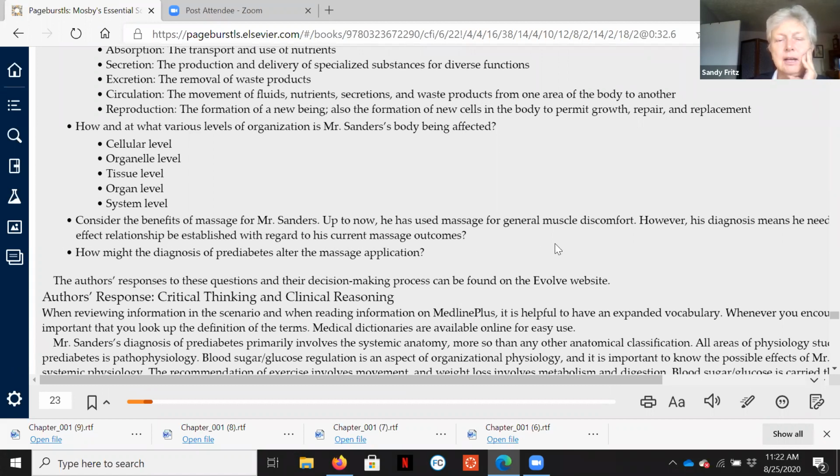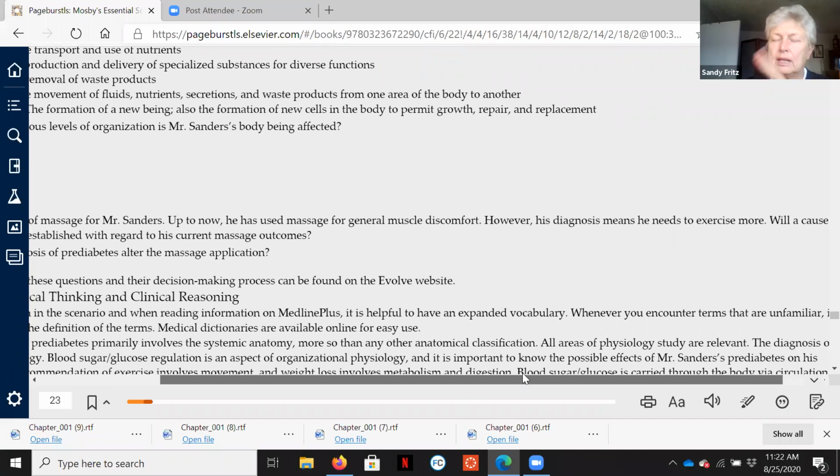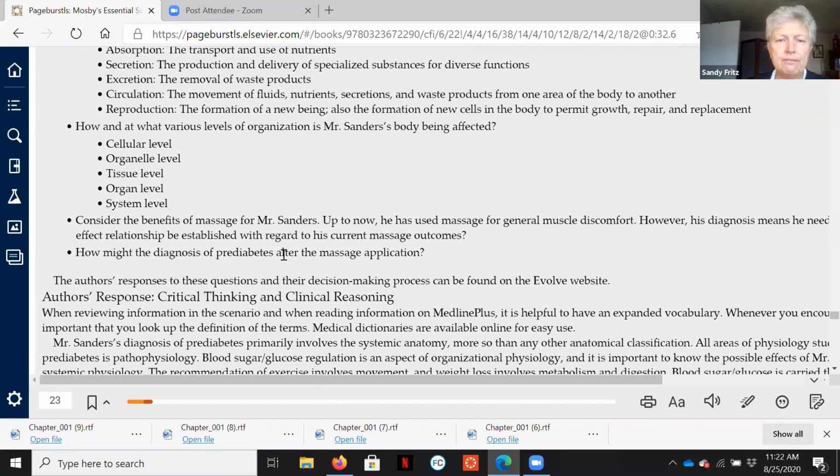Consider the benefits of massage for Mr. Sanders. Up to now, he's used massage for general muscle discomfort. However, his diagnosis indicates he needs to exercise more. And how will that affect these aches and pains? And how are we going to adjust our current outcomes and expectations? And how might the diagnosis of prediabetes alter the massage application? So I have to learn about prediabetes and see if there's something that I have to do with location, pressure, drag, methods I might use in order to help but not harm.